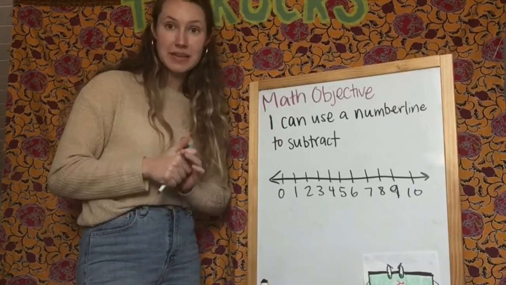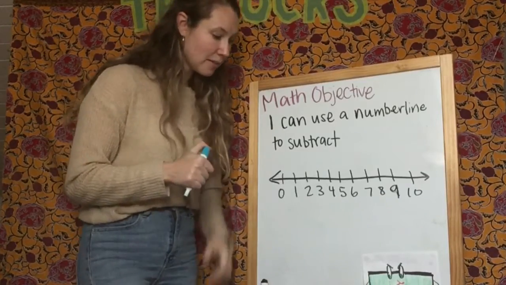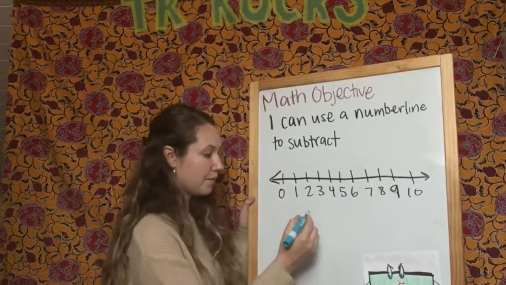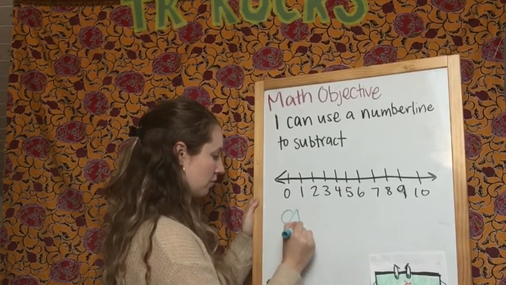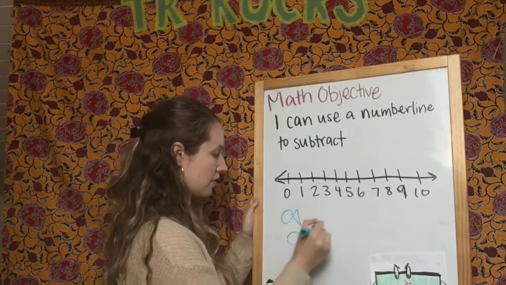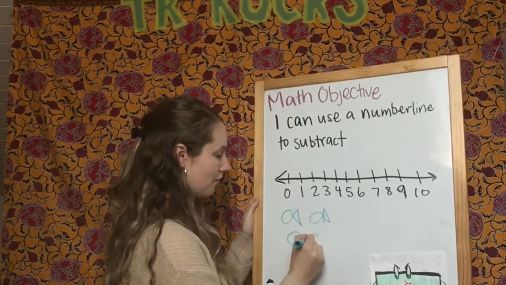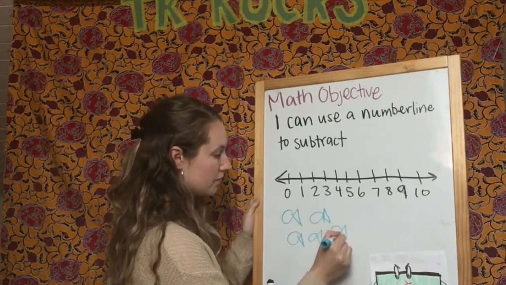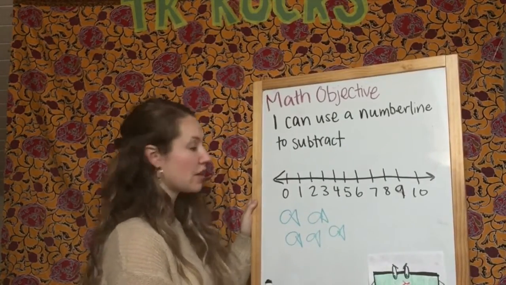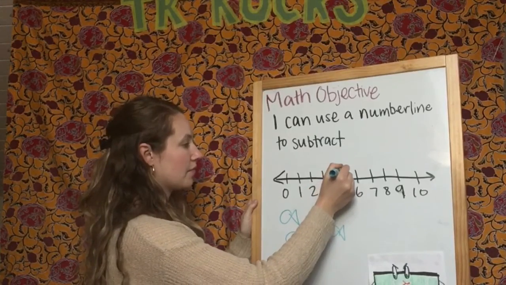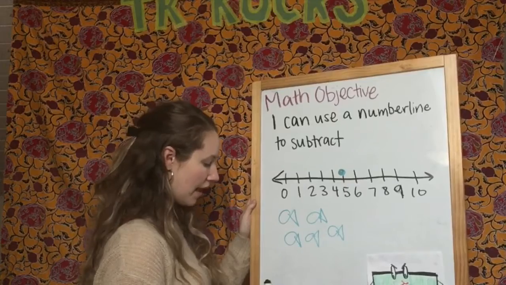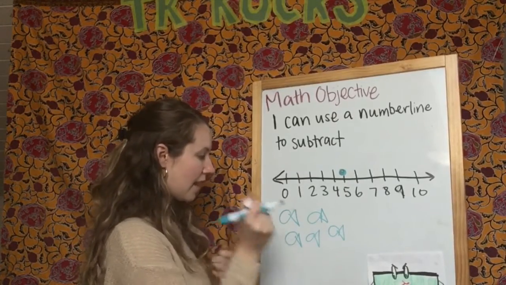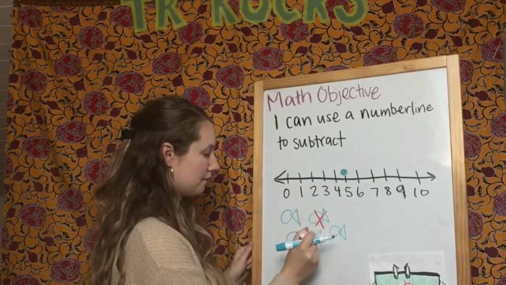So let me show you an example. Let's pretend that we have 5 fish. 1, 2, 3, 4, 5. So if I had 5 fish, I'm going to make a 5. That's where I'm starting. Make a dot at my 5. And then let's pretend that 3 of them swam away.